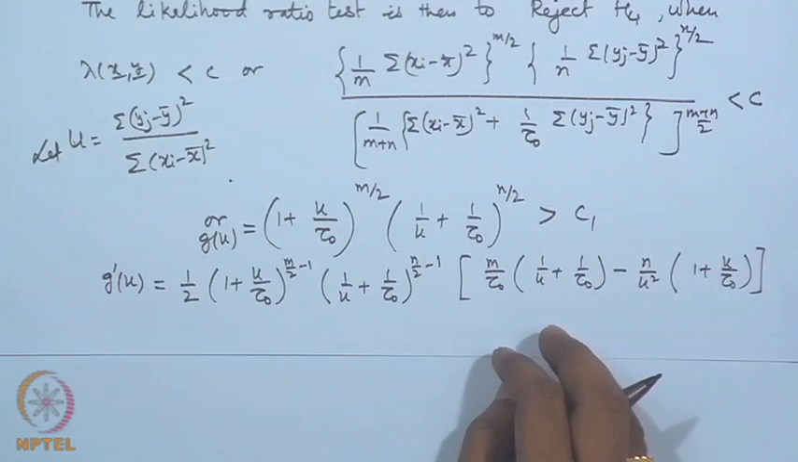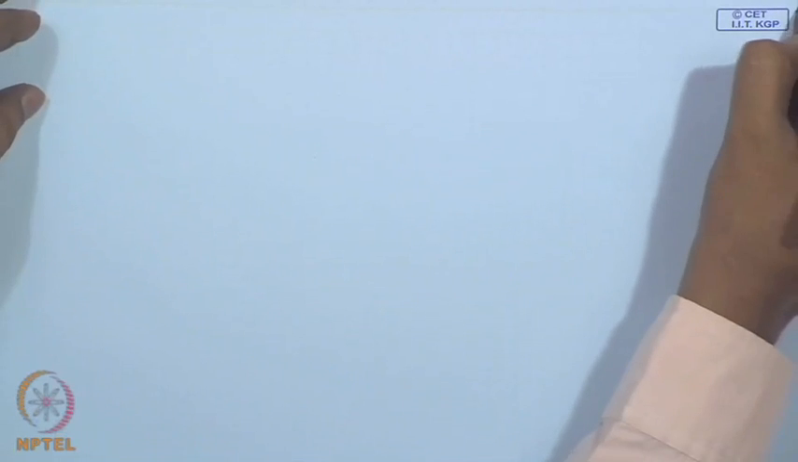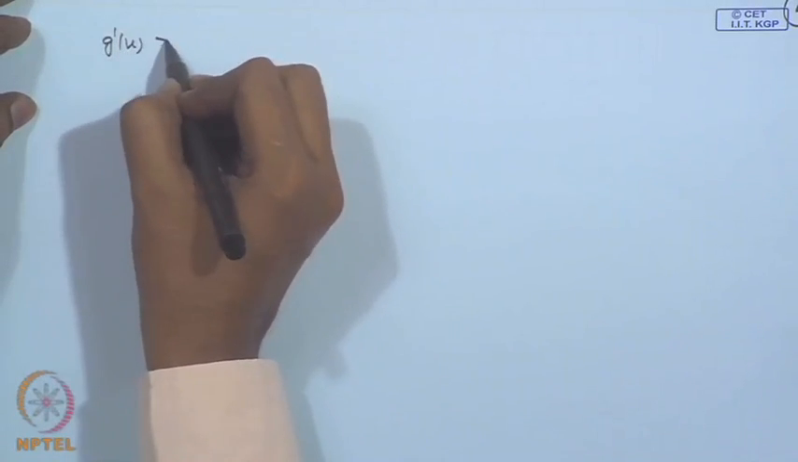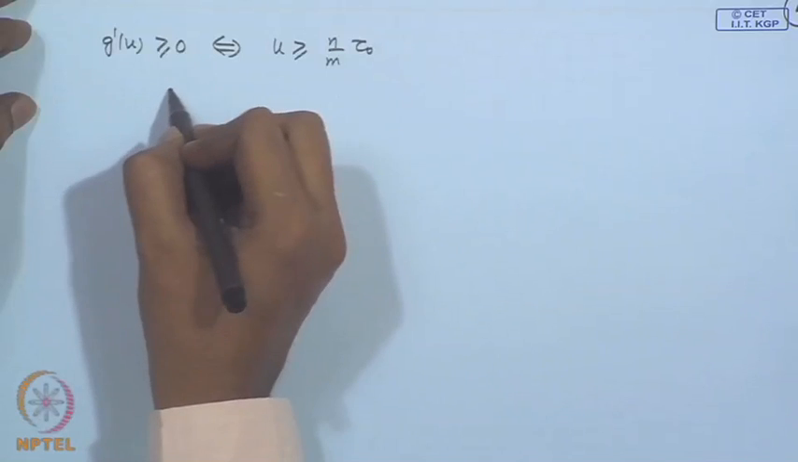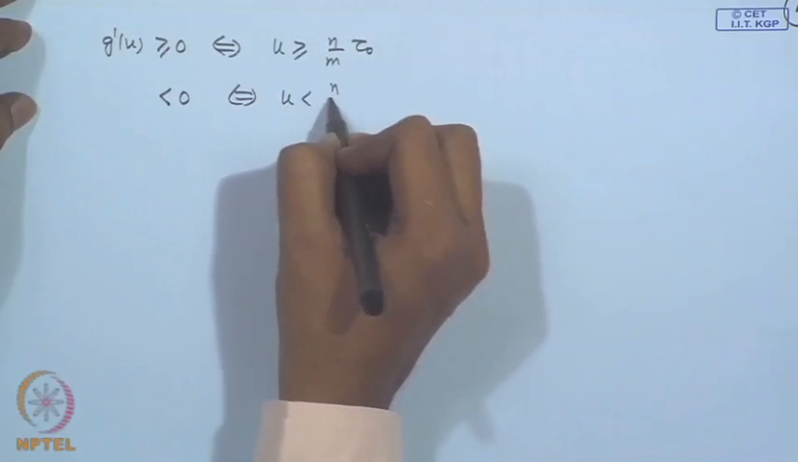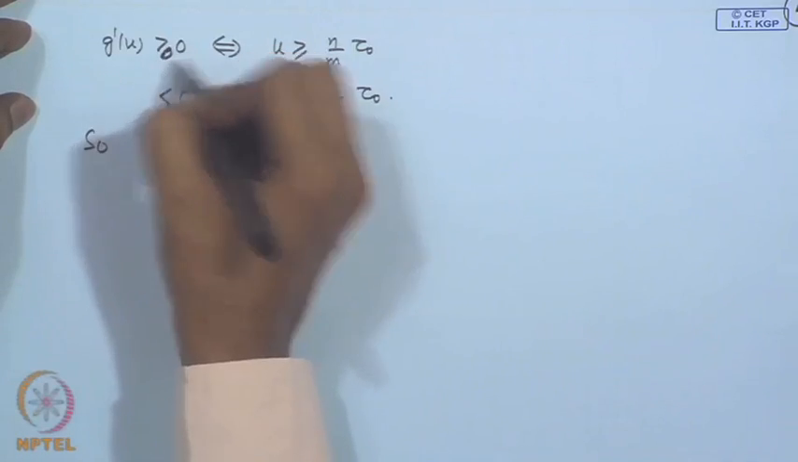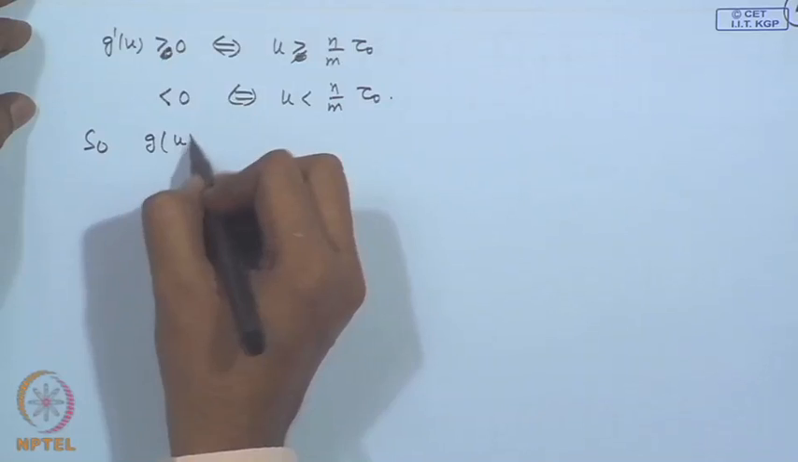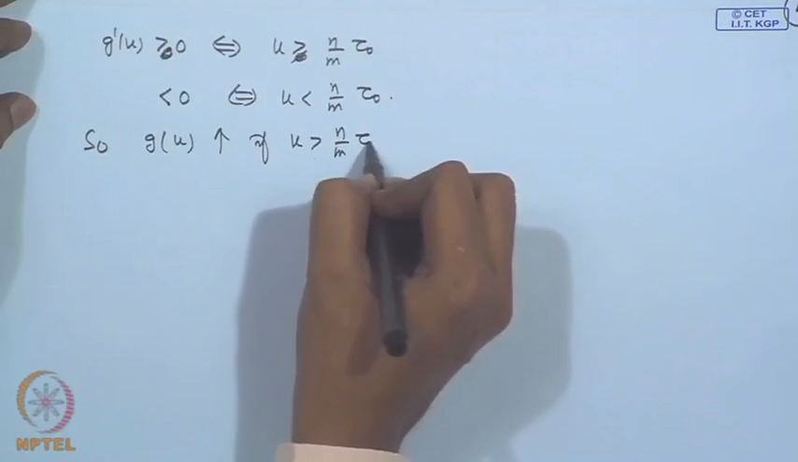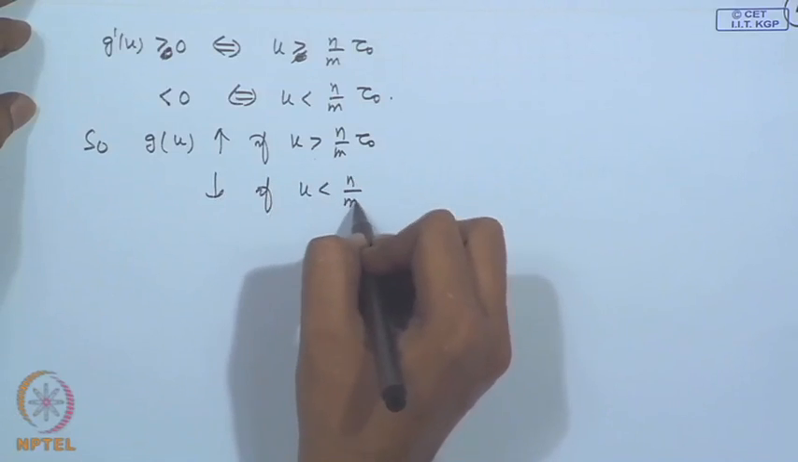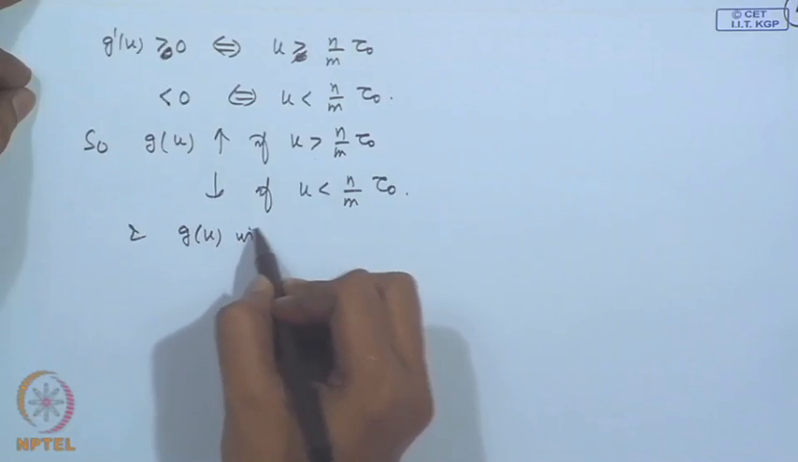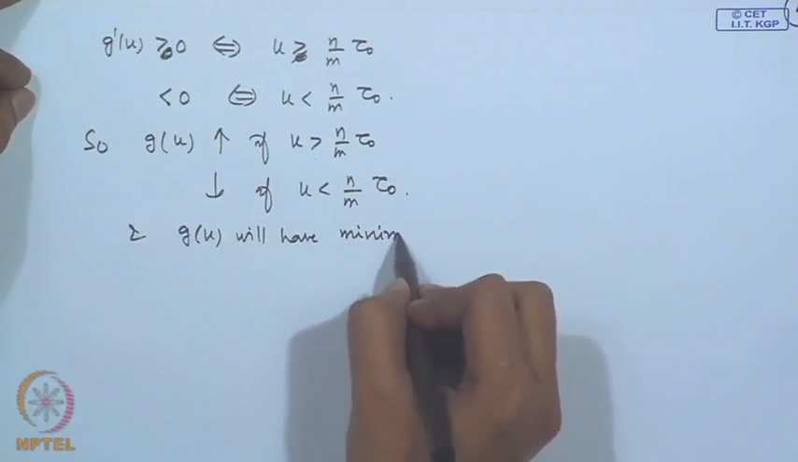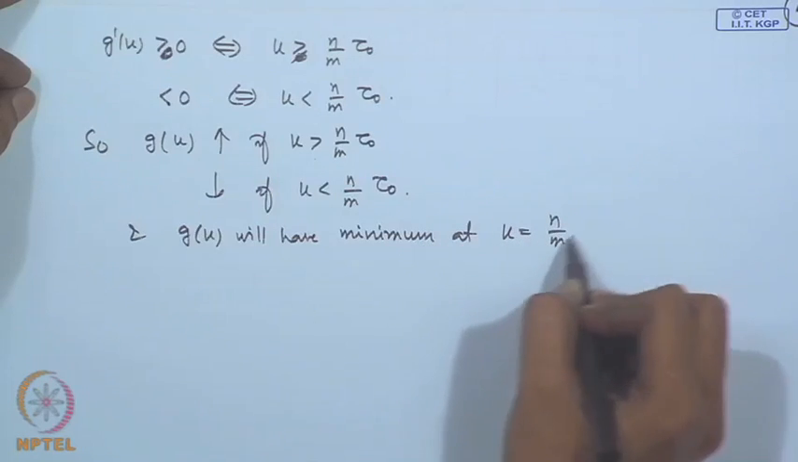And this we can see as G prime of u will be greater than or equal to 0 if and only if u is greater than or equal to n by (m tau naught), and it will be less than 0 if u is less than n by (m tau naught). So, in fact, I can say greater here, greater here. So, G(u) is increasing if u is greater than n by (m tau naught), it is decreasing if u is less than n by (m tau naught). And G(u) will have a minimum at u equal to n by (m tau naught).